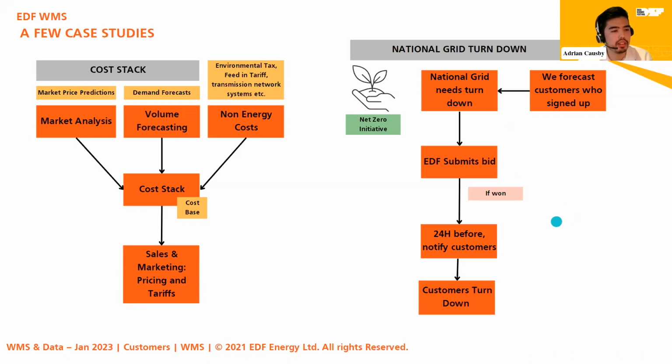If we win that bid, then 24 hours before we'll have to notify the customer, saying, hey, please could you turn down in the next 24 hours, and the customers turn down. We actually have data science teams who take in that data from the customers, from their half hourly data from your smart meters, and then we'll see whether or not those customers have turned down during those times, and they usually get a reward out of it. So those are just a couple of case studies of how we use data within WMS.